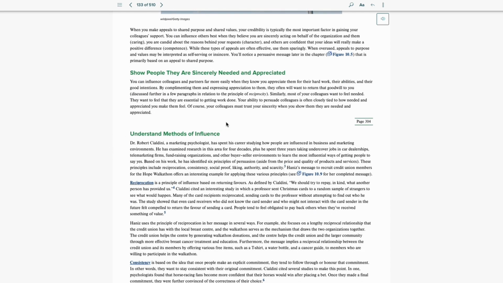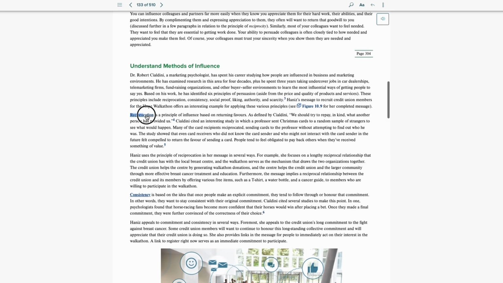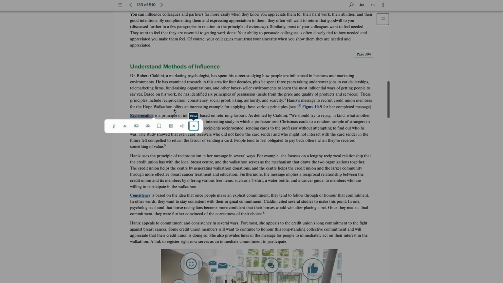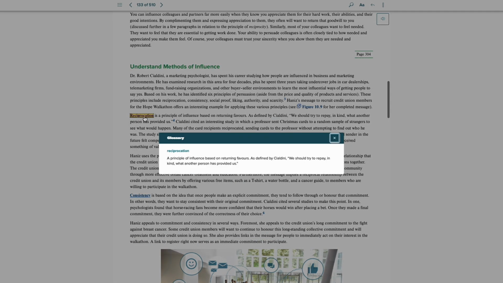Understand methods of influence. And then as I'm going through this, I'm going to see, oh, there's these little bolded words here that are essentially definitions. So in the online version of this textbook, you can actually click on the word and it will give you the definition. That is something you definitely want to pay attention to.